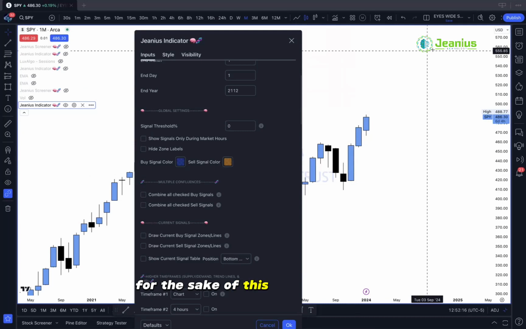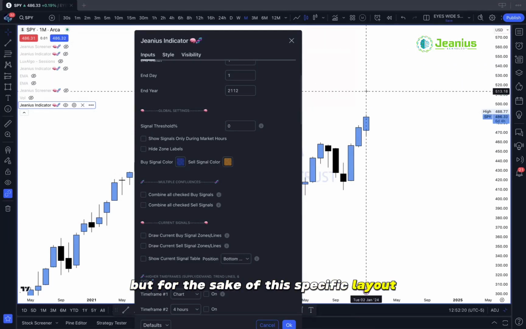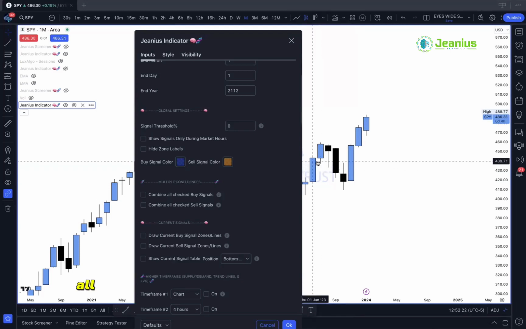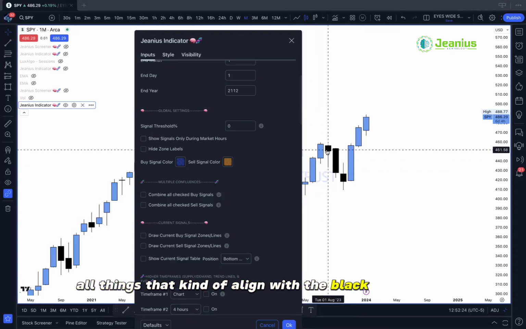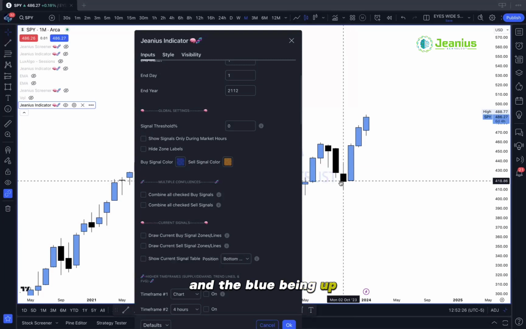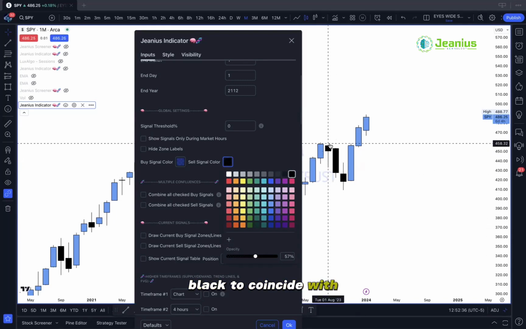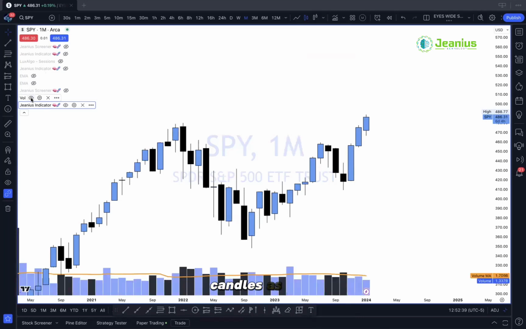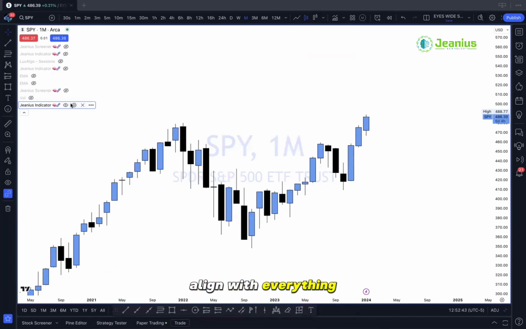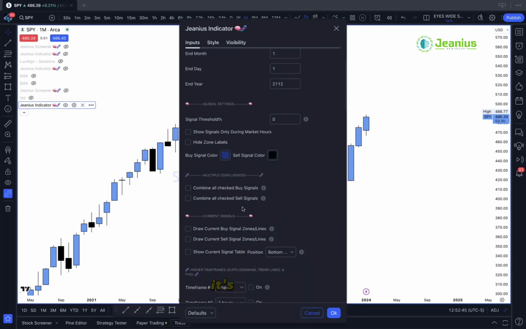For the sake of this specific indicator, not indicator, but for the sake of this specific layout, I like to use all things that kind of align with the black being down and the blue being up. And so for this specific chart, I would like to make my sell signals black to coincide with my sell candles, as well as my volume. You can see right here where I have my volume kind of aligned with everything. I just like that alignment. It's just, I don't know, it's cool for me.